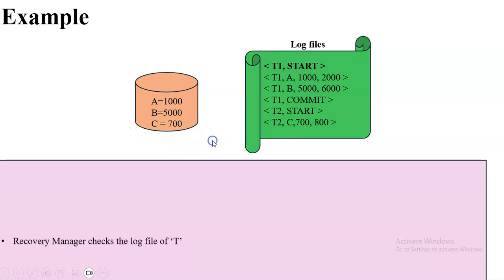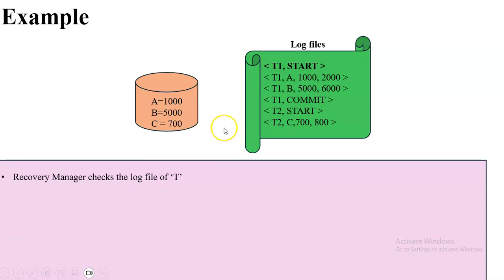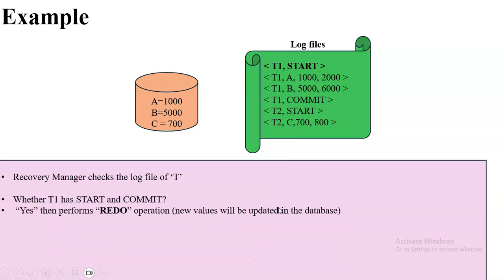Now the recovery manager first checks the log file of this transaction. Does T1 have start and commit? Yes, T1 has start and T1 has commit. So in this case, it will perform a redo operation. Redo operation means whichever are the new values will be updated. The new values are 2000 and 6000 for A and B.